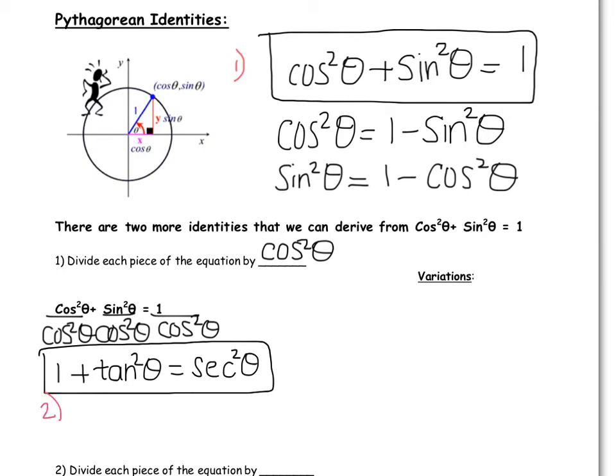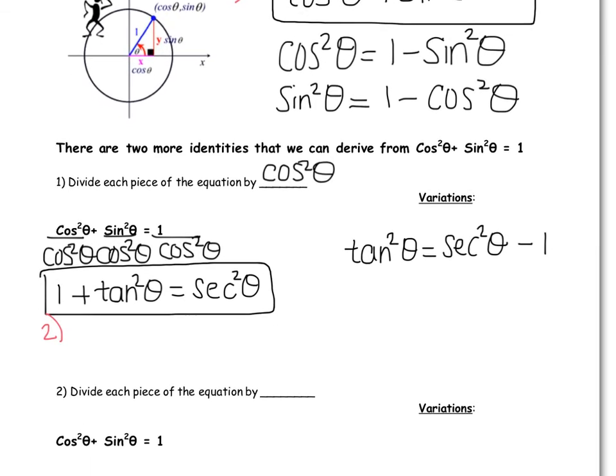And we can vary this a little bit, can't we? We can solve the equation for tangent squared. How would we do that? Get rid of this 1. So a variation would be tangent squared of theta equals secant squared of theta minus 1.